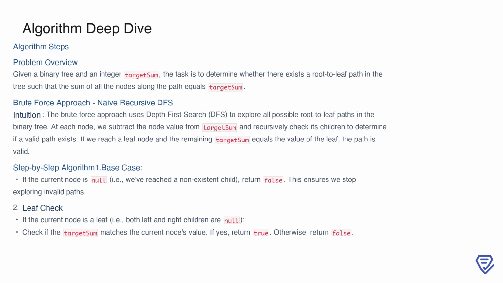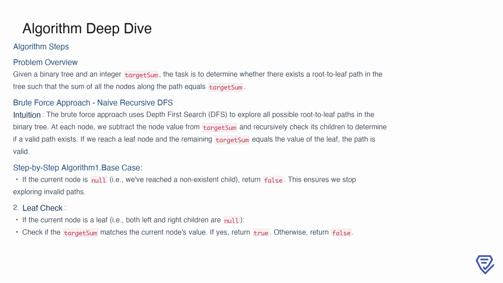Here's how it works. As we traverse the tree, we subtract the current node's value from the target sum and check if the remaining value can be fulfilled by the subtree. If we ultimately reach a leaf node and the remaining target sum equals the value of that leaf, then we've found a valid path. This method includes a few key steps.